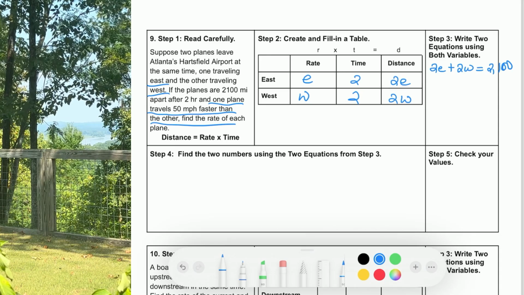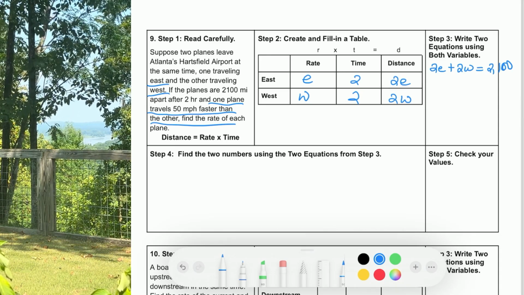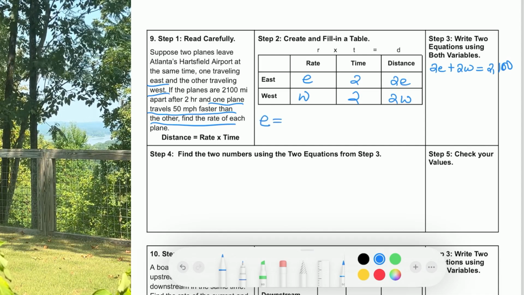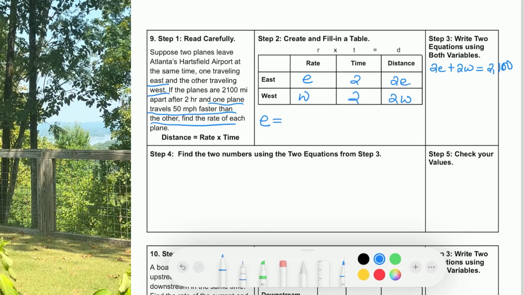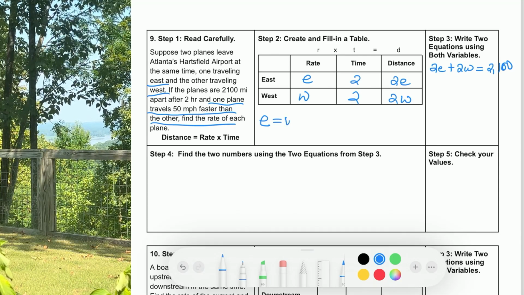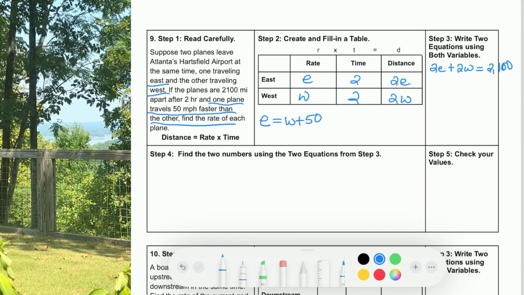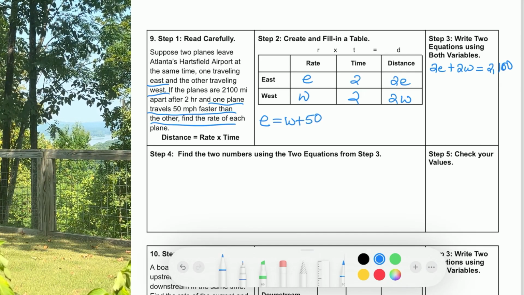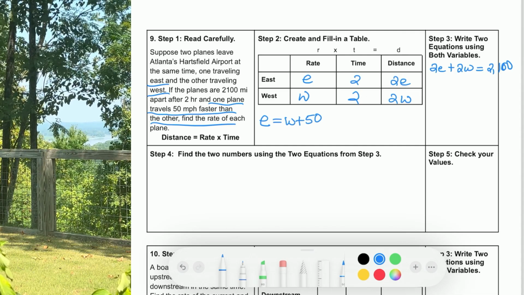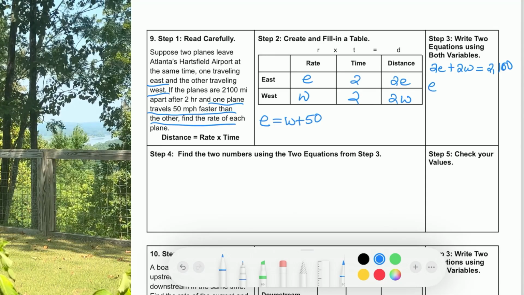So we need to figure out which one we want to designate. And it doesn't matter which one, we're just going to pick one. I'm going to pick the one going east and say it's the faster one. Okay, and it says 50 miles per hour faster than the other one. So I'm going to say W plus 50. So if I add 50 miles per hour to the plane going west, then it will equal the speed that the plane going east was going. So that's going to be our second equation.